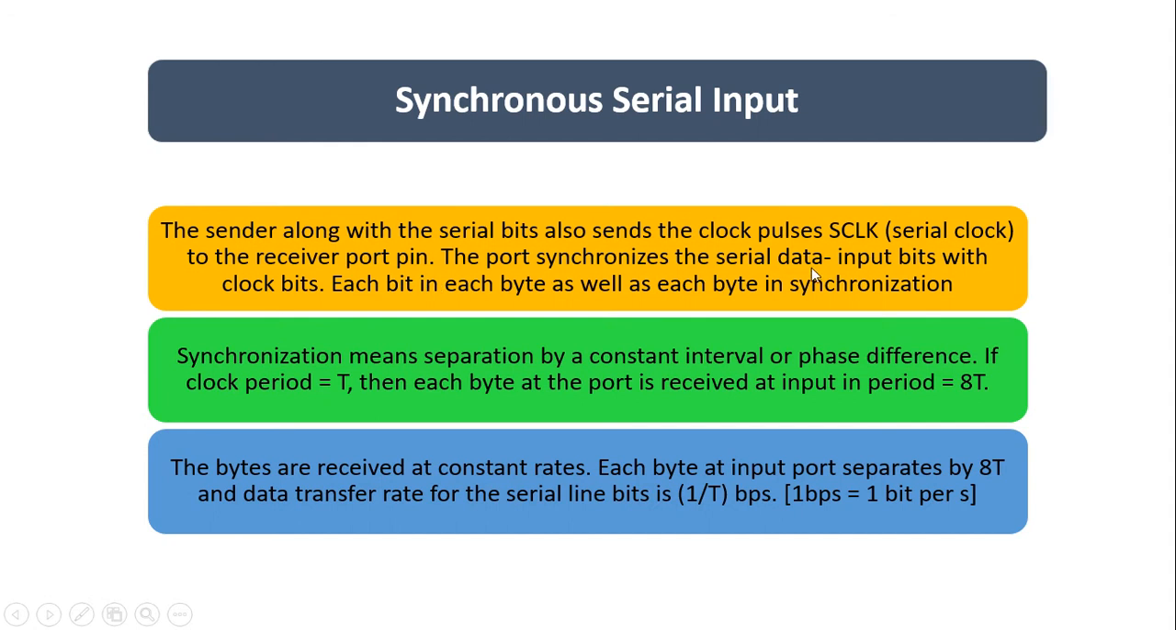The port synchronizes the serial data input bits with the clock bits, each bit in each byte as well as each byte in the synchronization. Synchronize means separation by a constant interval or phase difference. If a clock period is equal to t, then each byte at the port is received at the input in a period equal to 8t. The bytes are received at a constant rate. Each byte at the input port is separated by 8t, and the data transfer rate for the serial line is 1 by t bits per second.